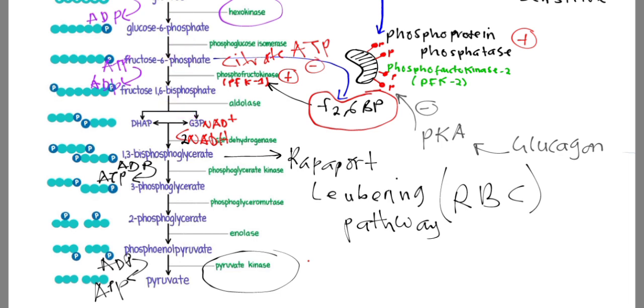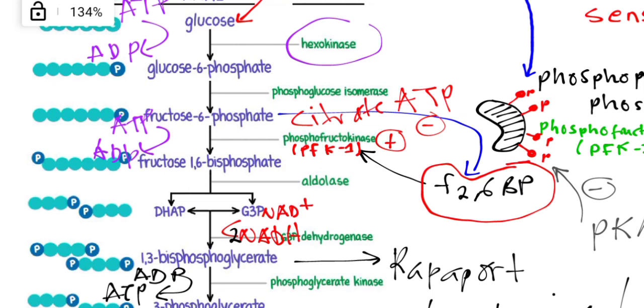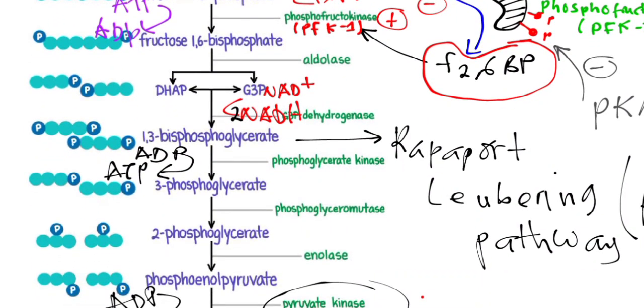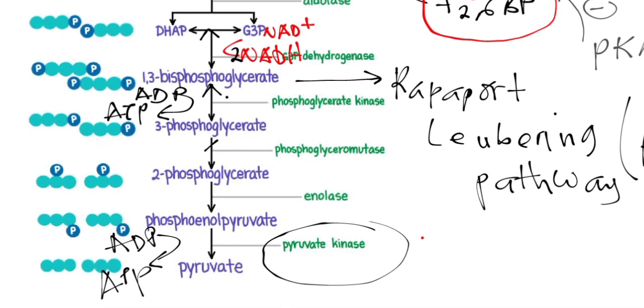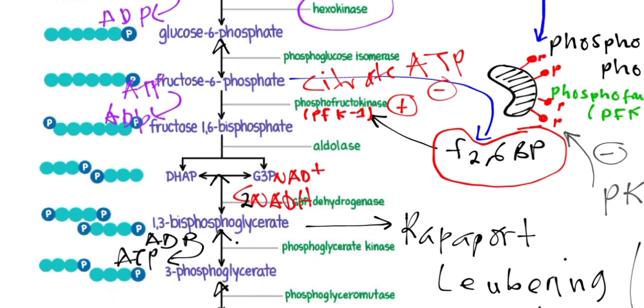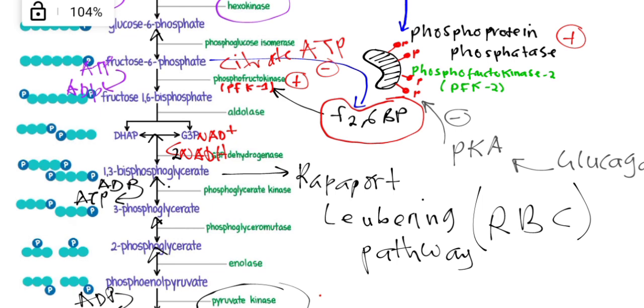And you guys should pay particular attention to arrows. The arrows here are not perfect, but you should know that this part here is reversible. That part is reversible. That part is reversible. But the last step is not reversible. The third step is not reversible. And the first step is not reversible. What is this implying? It's simply implying that these are regulatory steps.